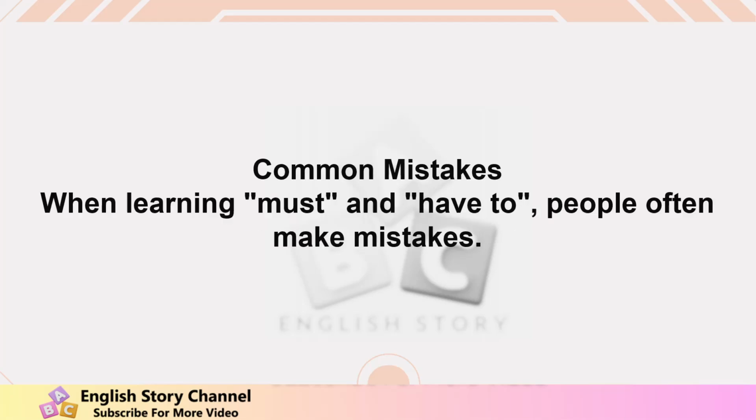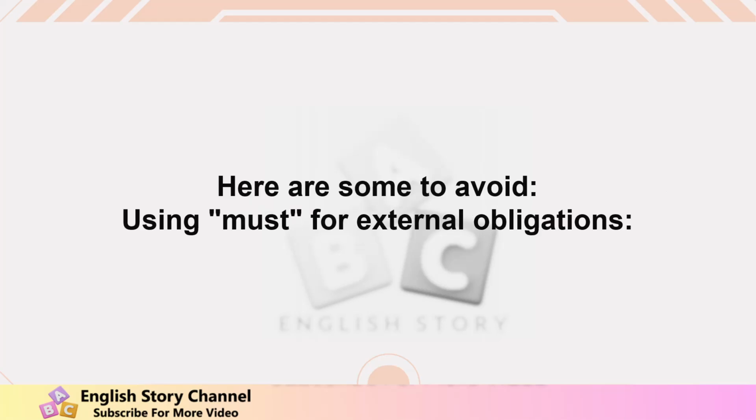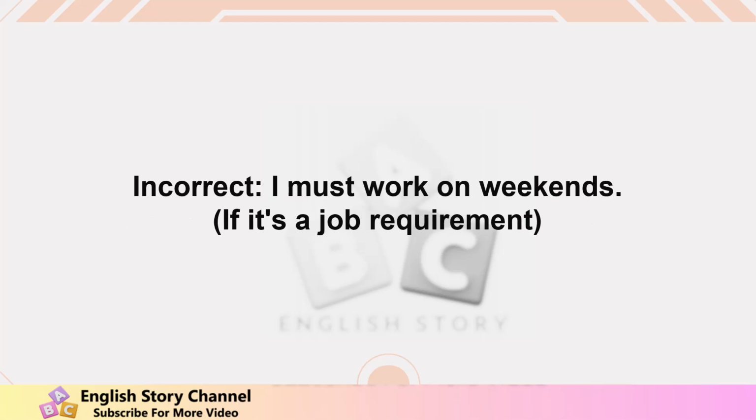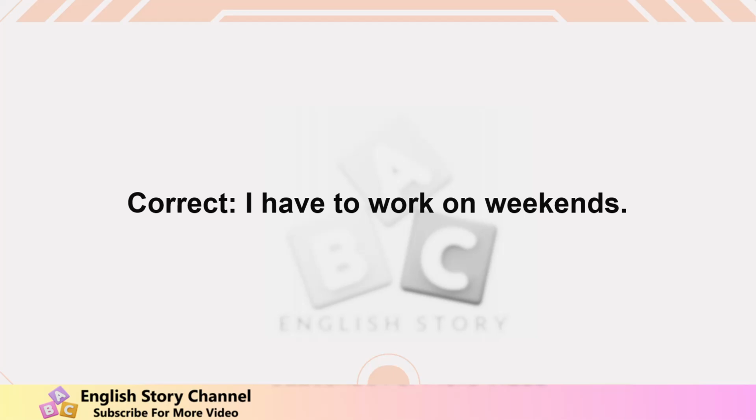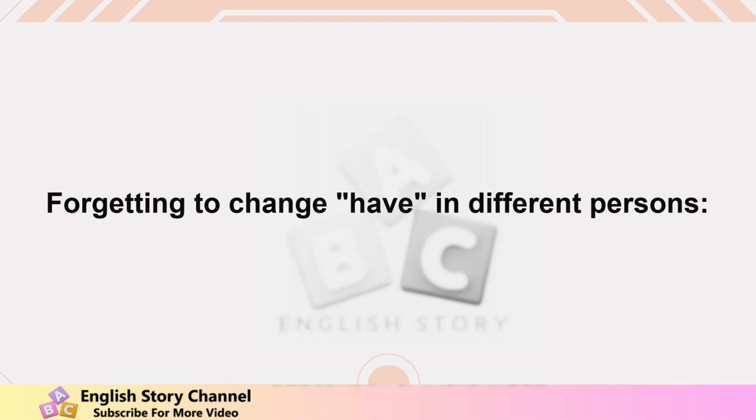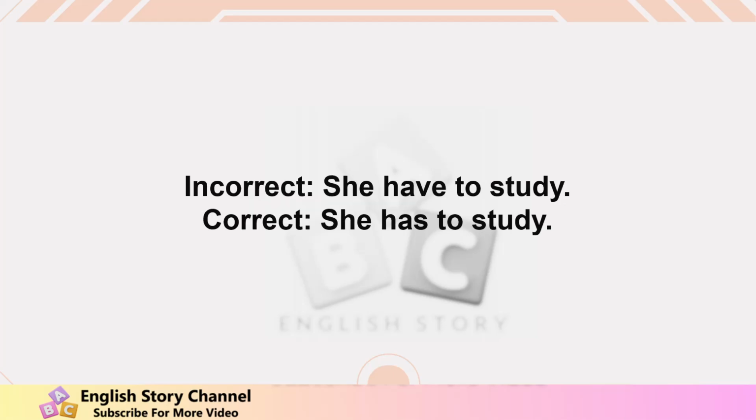Common mistakes. When learning must and have to, people often make mistakes. Here are some to avoid. Using must for external obligations. Incorrect. I must work on weekends. If it's a job requirement. Correct. I have to work on weekends. Forgetting to change have in different persons. Incorrect. She have to study. Correct. She has to study.